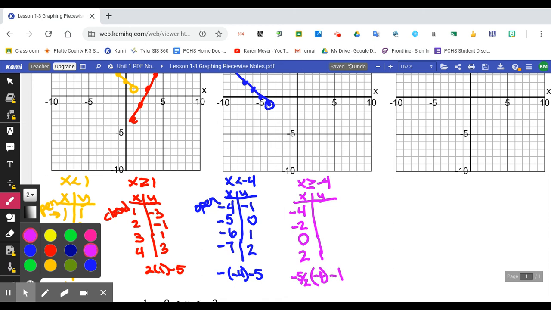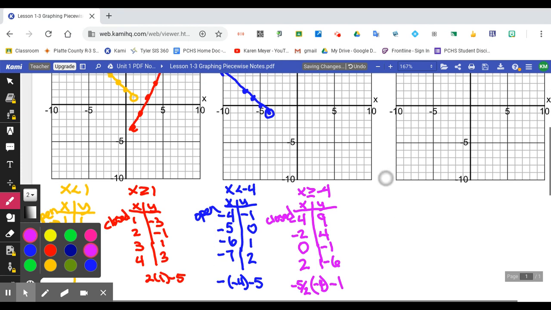-5 over 2 is 10, and 10 minus 1 is 9. So plug the rest of the numbers in to come up with these y values: 4, -1, and -6. So remember, we're going to plot this one with a closed circle to start with because it has the or equals to.